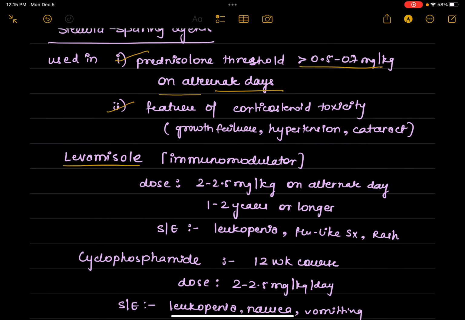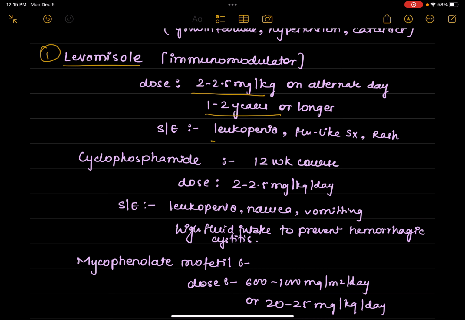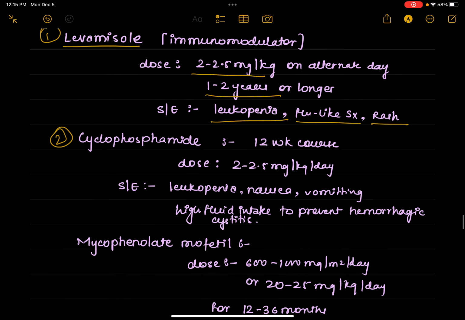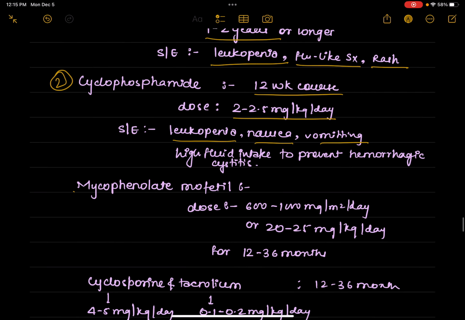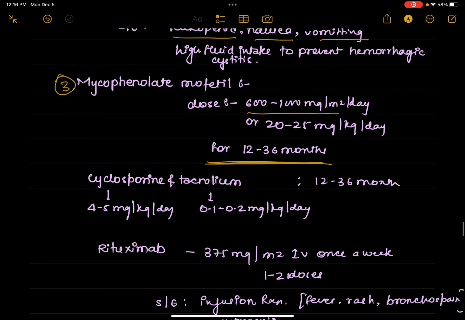Steroid sparing agents are levamisole, that is an immunomodulator, given at a dose 2 to 2.5 mg per kg for 1 to 2 years. The side effects are leukopenia, flu-like symptoms and rash. We can give cyclophosphamide, that is a 12-week course, and the dose is 2 to 2.5 mg per kg per day, and side effects are leukopenia, nausea, vomiting. We can give mycophenolate mofetil. The dose is 60 to 100 mg per meter square and given for longer duration, 1 to 3 years.